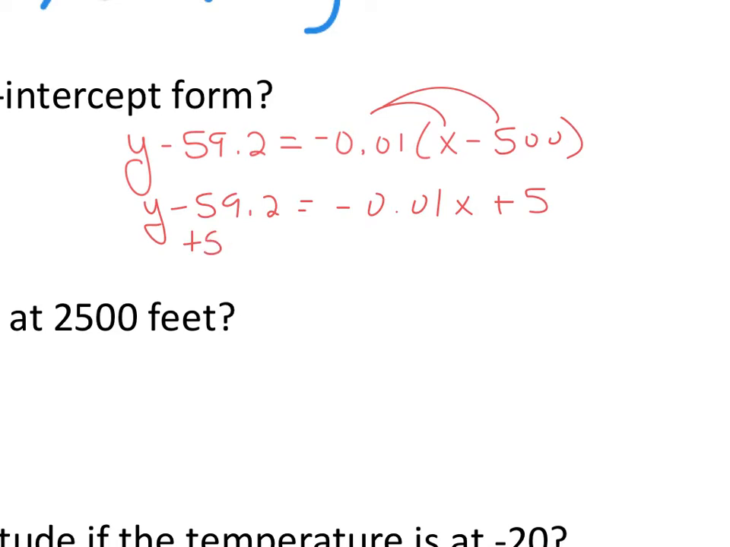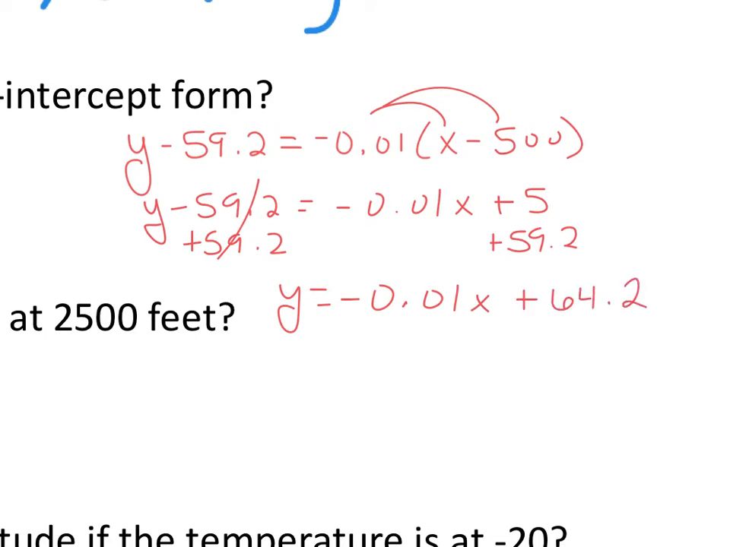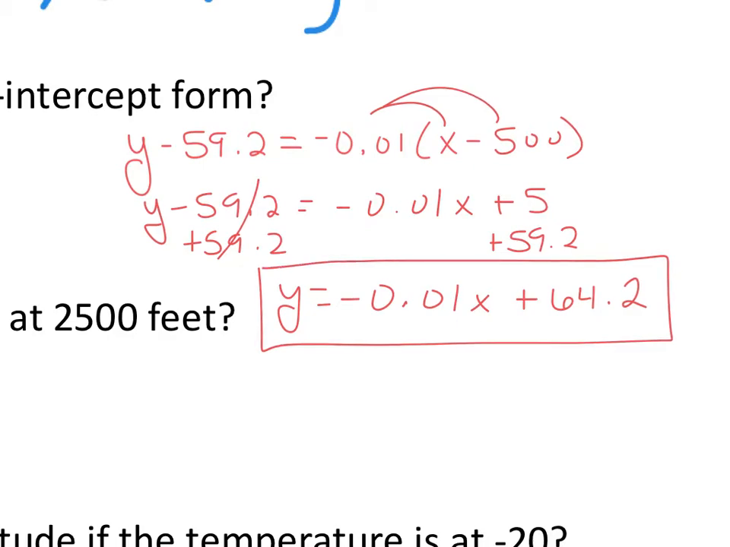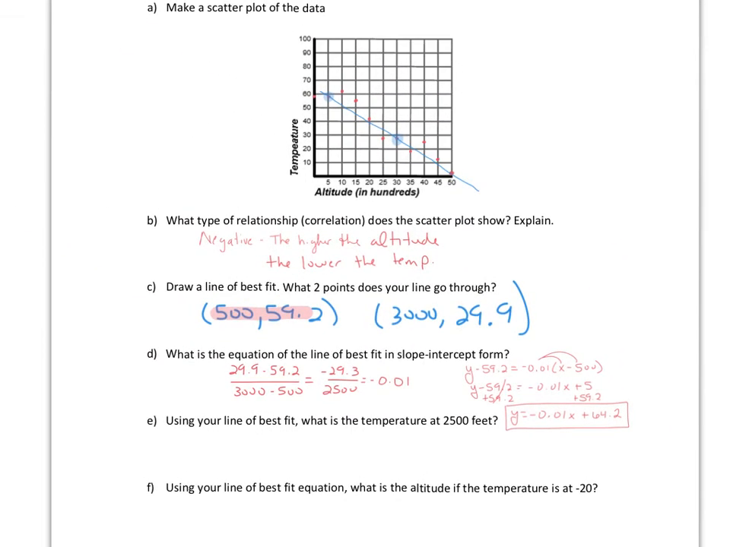And now I'm going to add 59.2 to both sides. So I get y equals negative 0.01x plus 64.2. And that is the equation of my line of fit. Okay, again, everybody could have different answers here. So when I kind of look at this, it says it should start around 64. Well, if we look at my grid right here, 64 would be right there. That's pretty dang close. All right, and we've got a downward sloped line here, so that's looking good there.